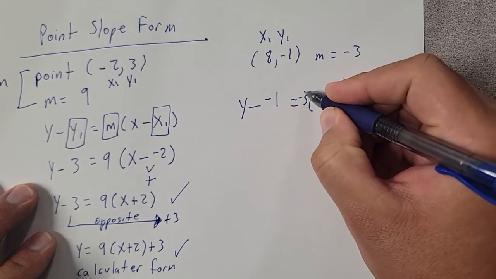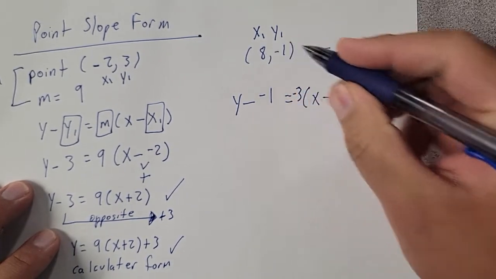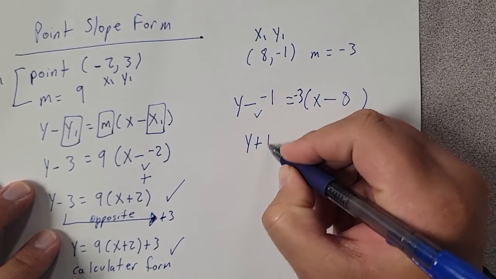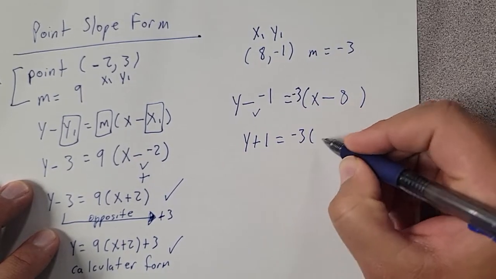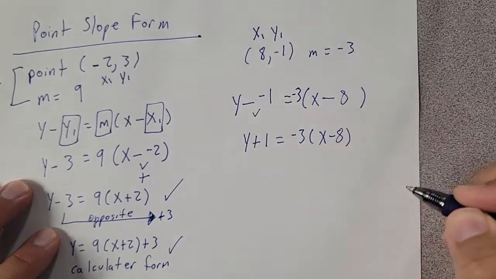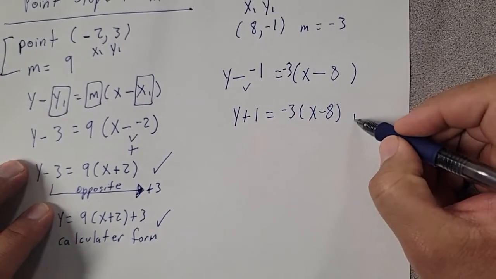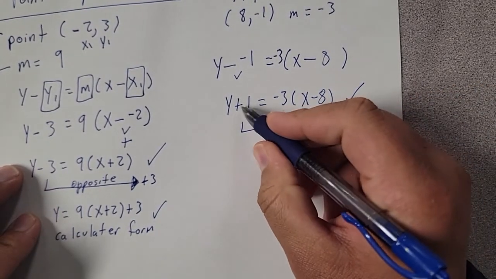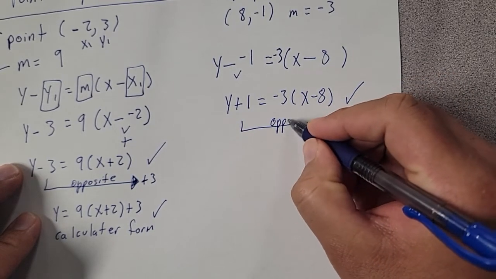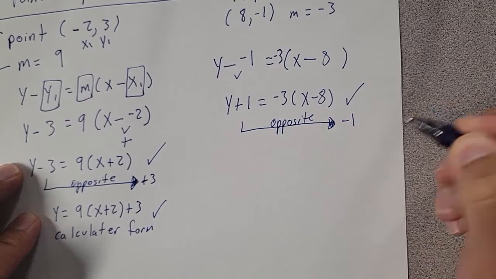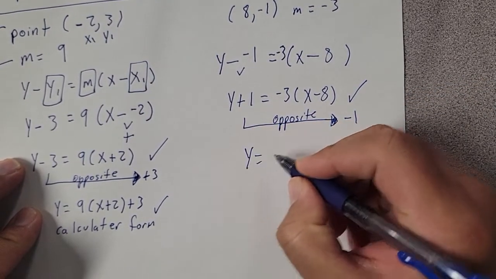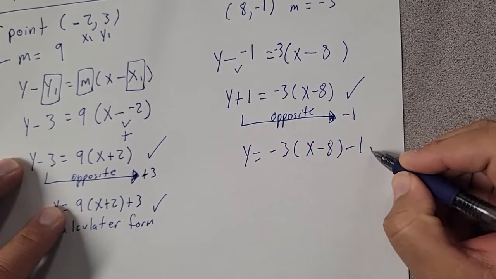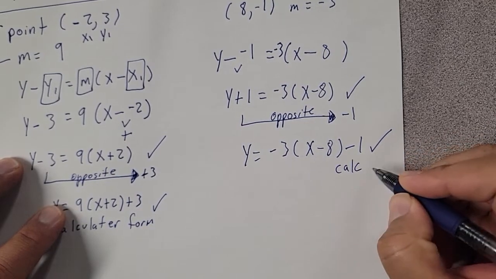I should have left more space, that's my fault. x minus, and then this is a +8, right? So the only one that has to change is this one right here. That's going to be y plus 1 equals -3 parentheses x minus 8. That stays the same because it is just a -8. All right, point slope form, correct. To put it in calculator form, you have to move that number. Now, what is the opposite of a +1? The opposite is -1. And you just put it in the back. So let's put it in calculator form. y equals -3 parentheses x minus 8 parentheses -1. Check. We have our calculator form. So we'll put calc for short.